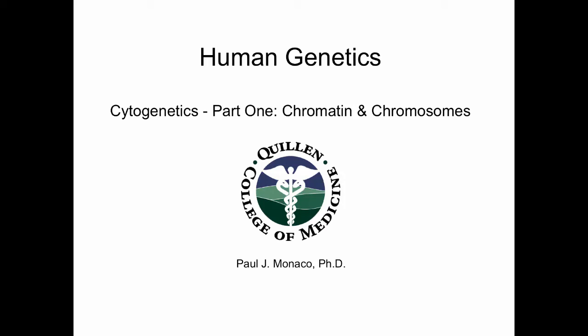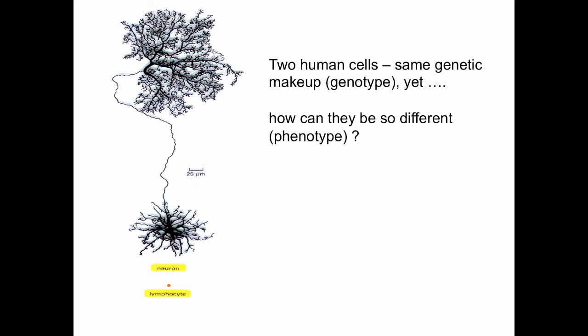This next series of podcasts is going to deal with cytogenetics, and I'm going to show you a list of learning objectives for the next several podcasts. But before I do that, let's just consider this diagram that represents two human cells. The big one is an example of a neuron, and the little red dot would be an example of a lymphocyte. These two human cells have identical genetic makeup, that is, they have the same genotype.